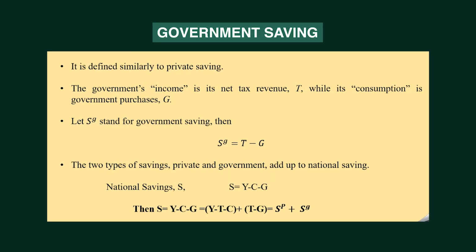Secondly, government saving is the tax revenue of the government minus the government expenditure. Now the total savings in the economy is private savings plus government saving. So S is equal to Y minus C minus G, which is basically Y minus T minus C plus T minus G. That is private saving plus government saving.